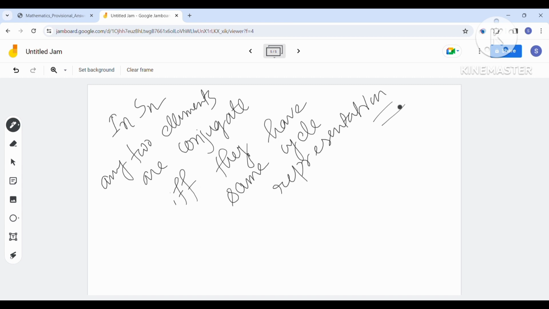You can use this result and some GCD argument of 13 and 11. You need to use that. By using that, you can show that in S11 this happens. So here S11 is very important. In S11, x to the 13 and x are always conjugate.